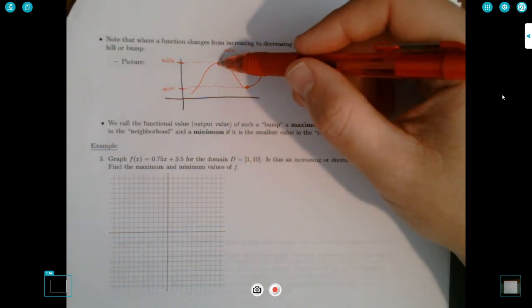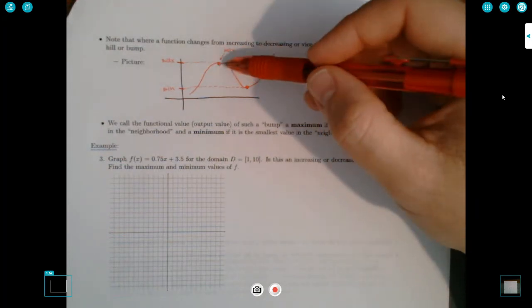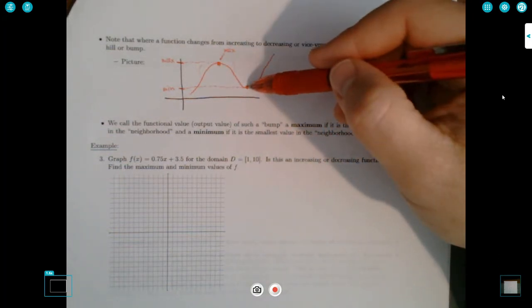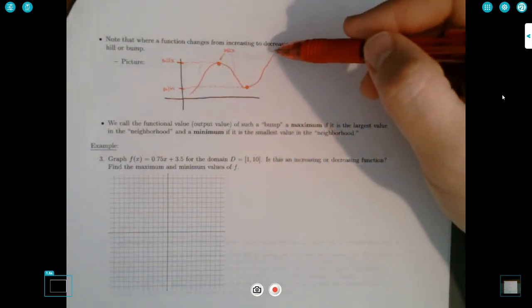So you can clearly see this isn't the largest point on the graph, because over here there are going to be larger values. But within, say, this neighborhood, it is the largest point, right? And same thing with this one. This isn't necessarily the smallest point on the entire graph, but within a certain neighborhood, it is the smallest point. And so we call it a minimum. Okay?